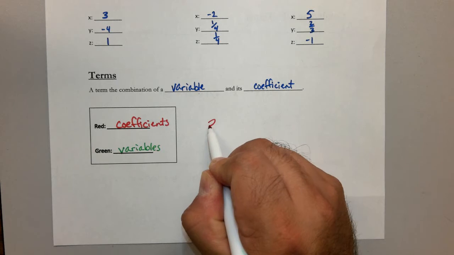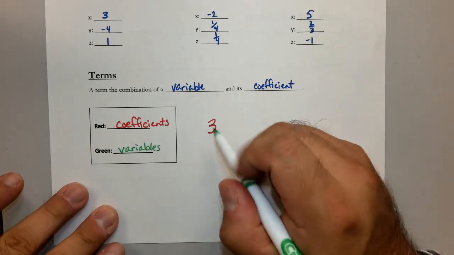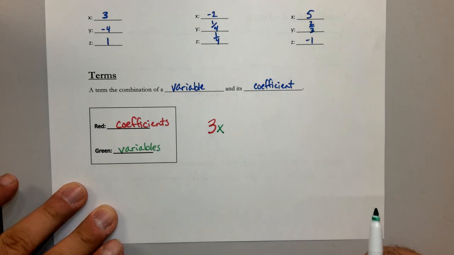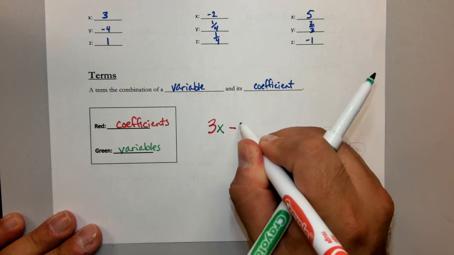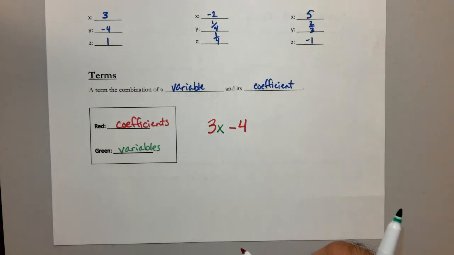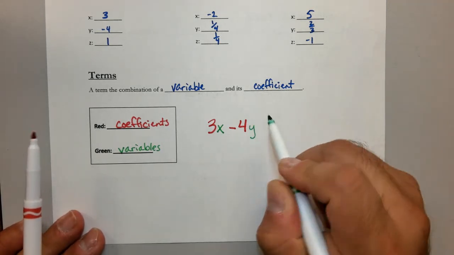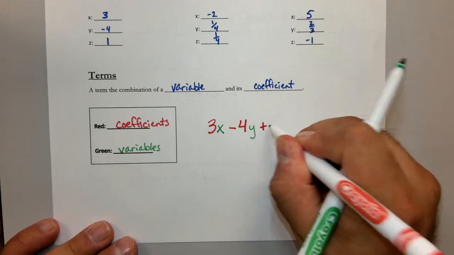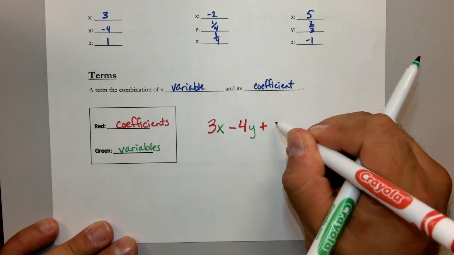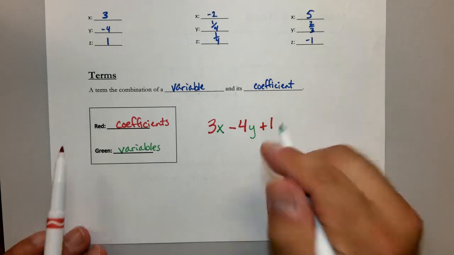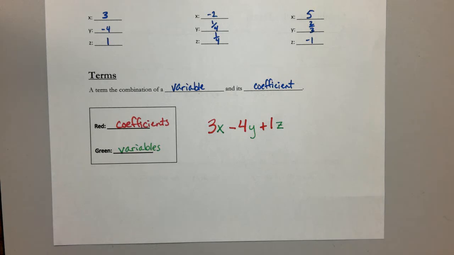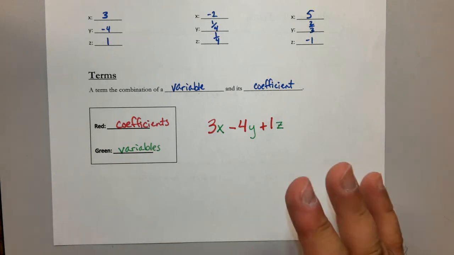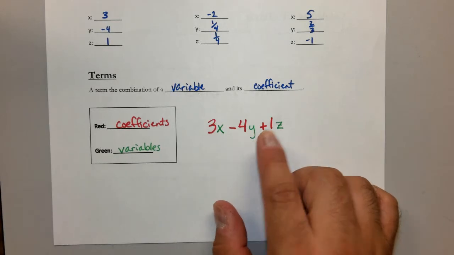Alright, so the coefficient will be 3, but if it's 3x, then the variable will be in green. Minus 4y. Now I'm going to use the marker to include the negative with the number itself, because they do go together. And then plus 1z. And I'm going to write 1z here. The 1 is optional, remember. And it's better if you kind of get used to not writing it, because you won't really see it going forward. But for right now, we wrote it all out. 3x minus 4y plus 1z.